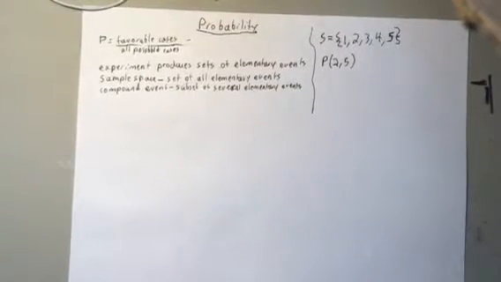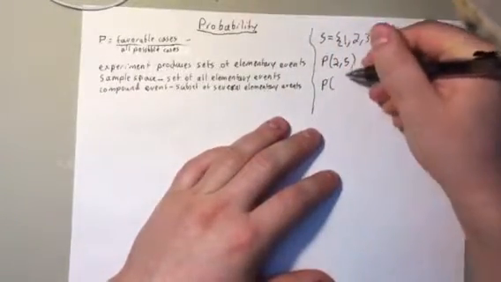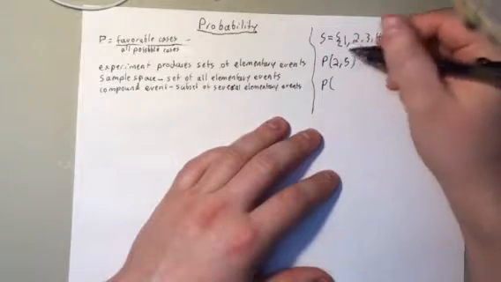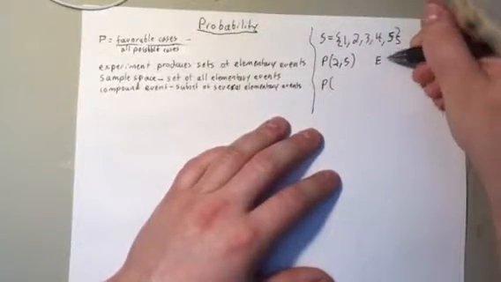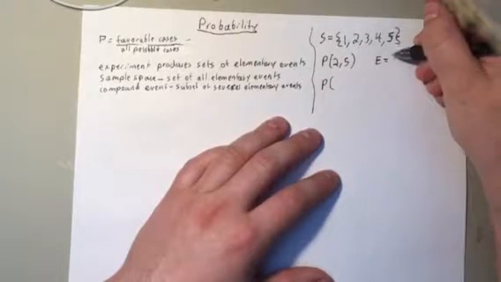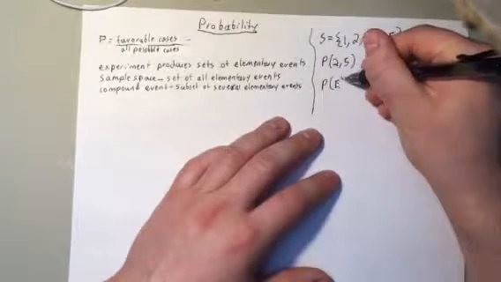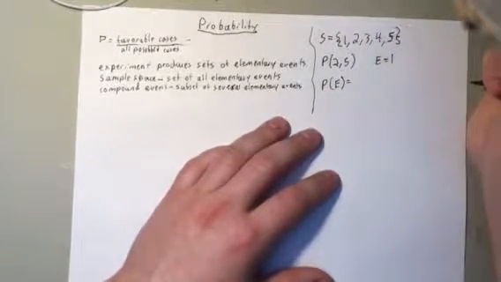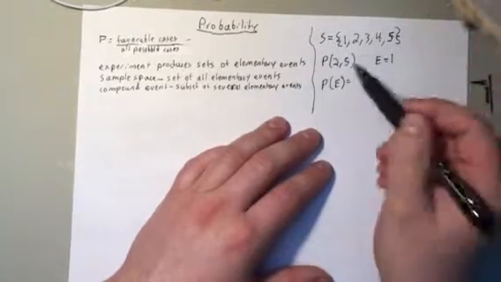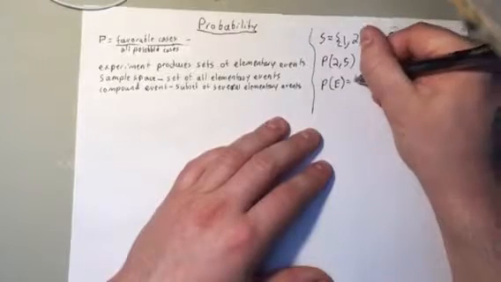Just to go through how this is written out, if you wanted to do the probability of an event, we'll write it as E, equal to picking out a 1. So P of E is equal to the number of favorable cases over all possible cases. Our favorable case is 1, and we have 5 possible cases, so that would just be 1/5.